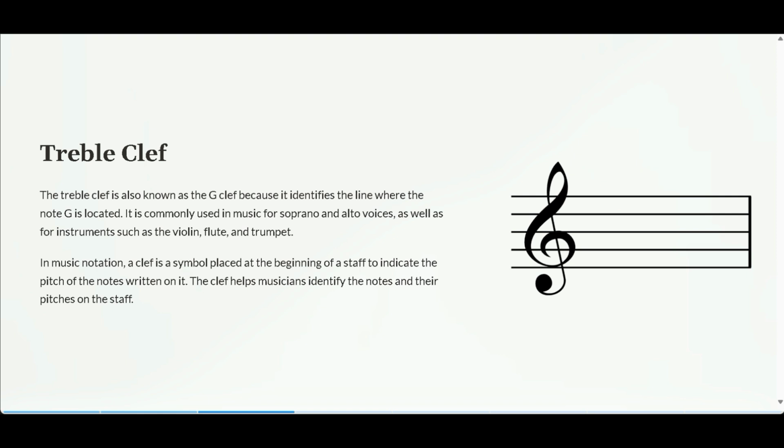So we use this treble clef for the soprano voices, alto voices as well sometimes. We use it for violin, flute, trumpet, and many other instruments that are high pitched.